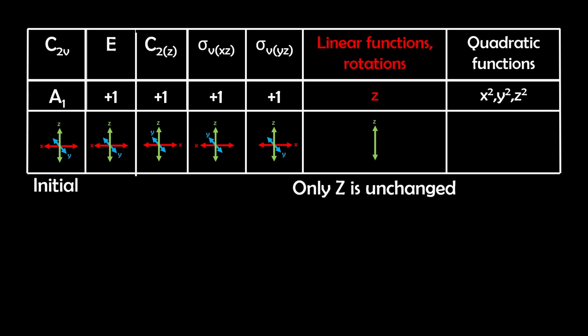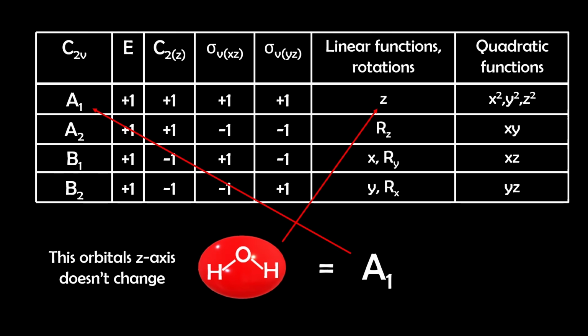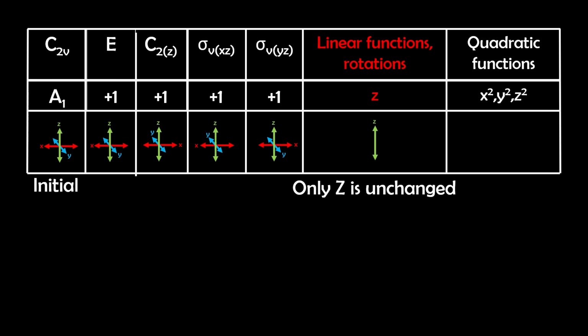For linear functions like x, y, z, these describe simple directions, like the axes of a molecule. In C2V, z equals A1 because z doesn't change under any symmetry operation. You can see how the only axis that doesn't change is z. So if you have anything with this property, it's A1. These also tell you vibrational information.